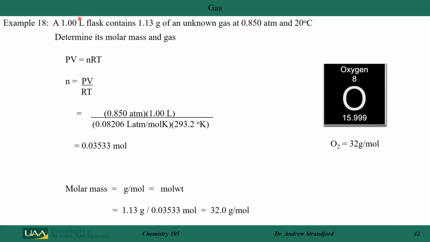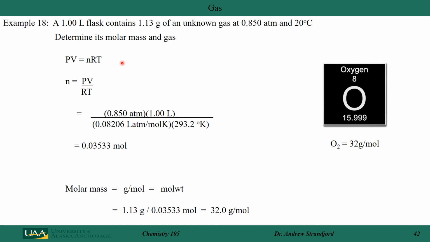And finally, I have example 18 where we use our ideal gas law equation. I have a 1 liter flask. It contains 1.13 grams of an unknown gas, and I measure the pressure. It turns out to be 0.850 atmospheres. And I measure the temperature, and the temperature of the gas is 20 degrees Celsius. Can we use this information to determine the molar mass of this gas, and then, in fact, determine what gas it is? What is this unknown gas?